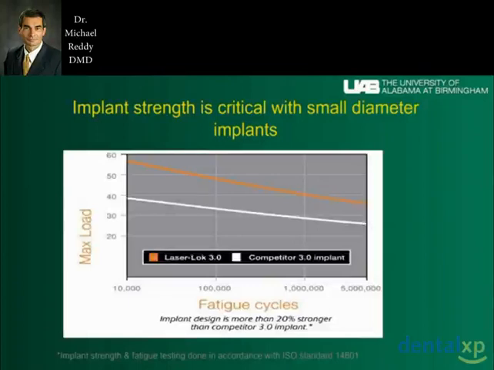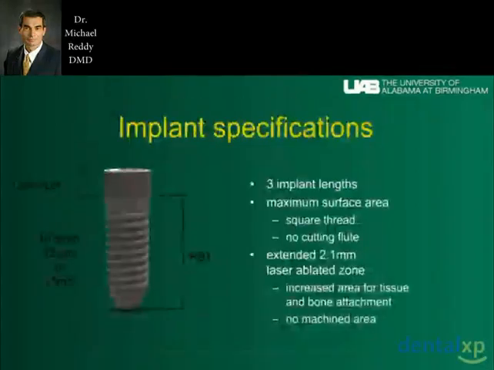Now, one of the questions is, when you go to a 3mm 2-piece implant, is it strong enough? And these are the two 3mm 2-piece implants that are on the market. And this one with the laser ablated surfaces, the laser locked implant, has greater strength. And so that may be potentially important for us in comparing, as we select an implant.